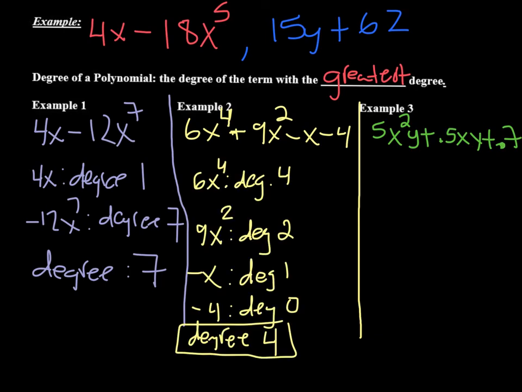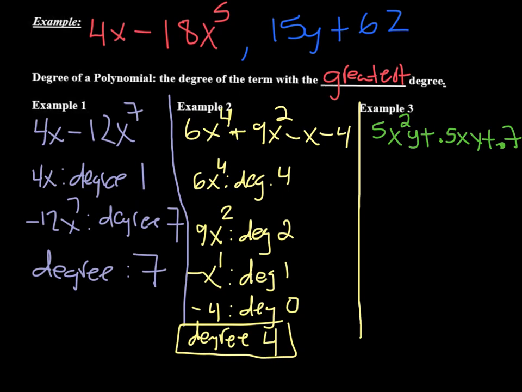If you were to list your monomials out, you would have got 6x to the 4th power, which is degree 4, 9x to the 2nd power, which is degree 2, and negative x, which would have been degree 1, because it's to the 1st power. And lastly, negative 4 is just a constant, so it has a degree of 0. The biggest degree here is degree 4. So the polynomial 6x to the 4th power plus 9x squared minus x minus 4 has a degree of 4.